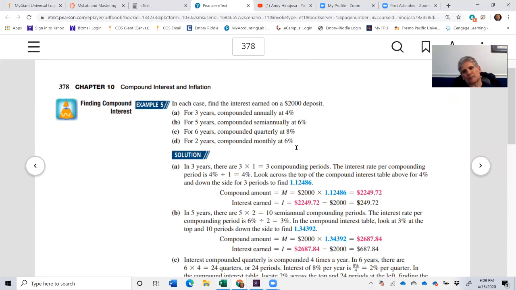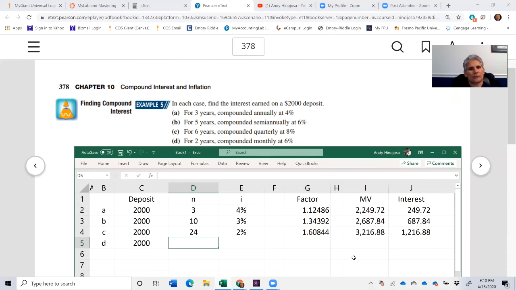And the final one, 2 years compounded monthly. So 2 years, 2 times 12 to get the number of compounding periods, that's 24. And the rate is 6%, and that's going to be divided by 12, which is going to really be 0.5%.